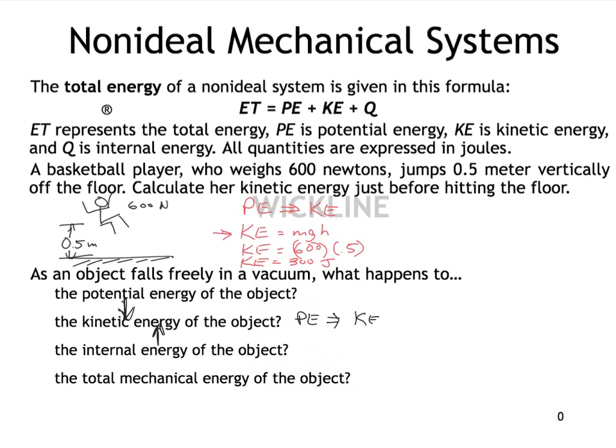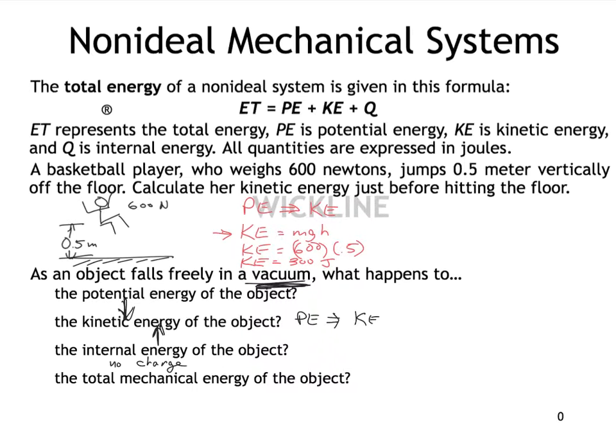The internal energy of the object, nothing is going to be changing. There's going to be no change here. And the reason why is because we're in a vacuum. Now, if we were not in a vacuum, if there were air and it were providing some kind of drag and air resistance and friction, then the internal energy would be increasing. But as long as you're in a vacuum and there's no friction, then there's no change in the internal energy.